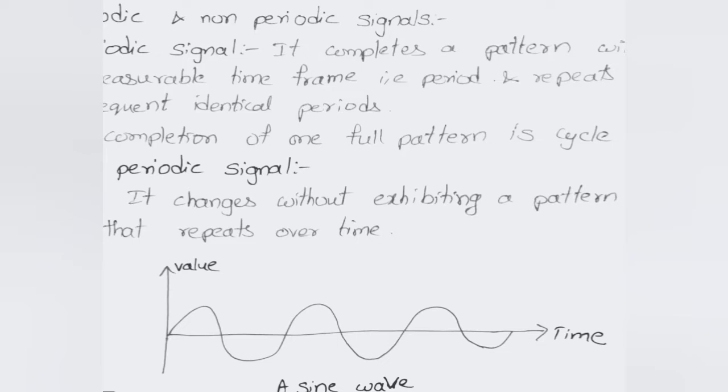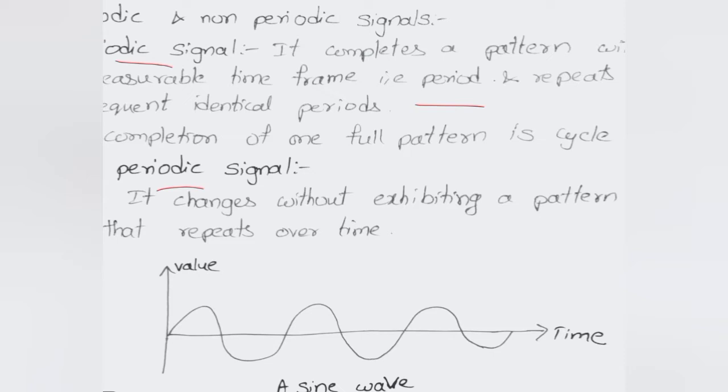So the next topic is periodic and non-periodic signals. Both analog and digital signals can be classified into two forms, that is periodic or non-periodic signal. Non-periodic is also called an aperiodic signal. First, coming to the periodic signal, it completes a pattern within a measurable time frame, that is a period. So we represent the time as period in data communications.